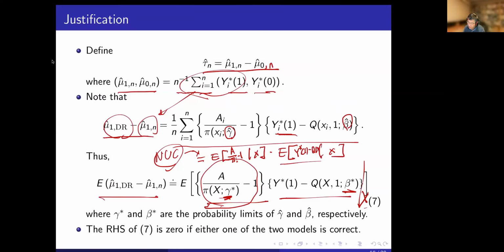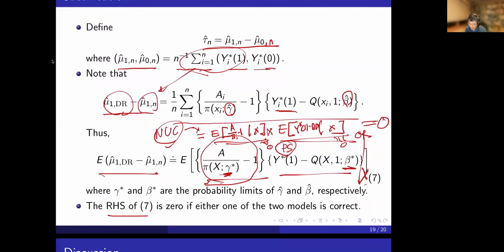So basically you have 1 over pi_i minus 1 times y star 1 minus q(x). This guy is 0 if the outcome model is true. This other guy is 0 if what? If the propensity score model is true. So if either one of the models is true, then they have a 0 expectation. The product is equal to 0 if one of the two is equal to 0, right? So that is basically the idea.